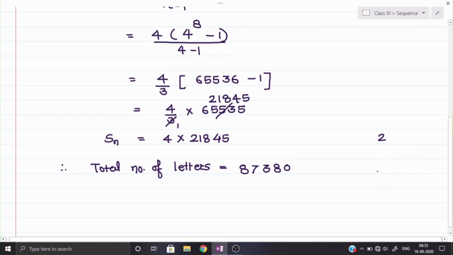Now we shall multiply by the cost of one letter. So what is given here, and the cost of one letter, how much is it given?